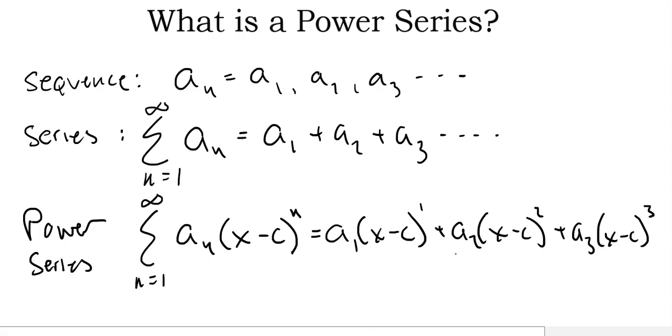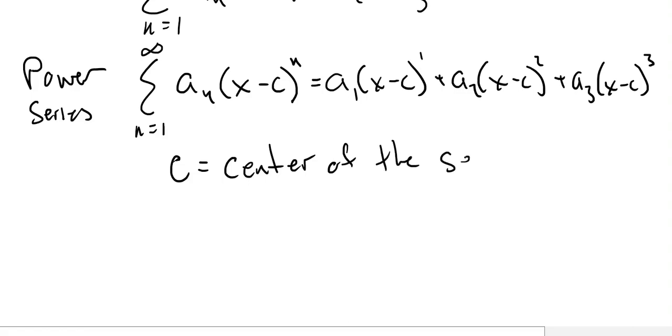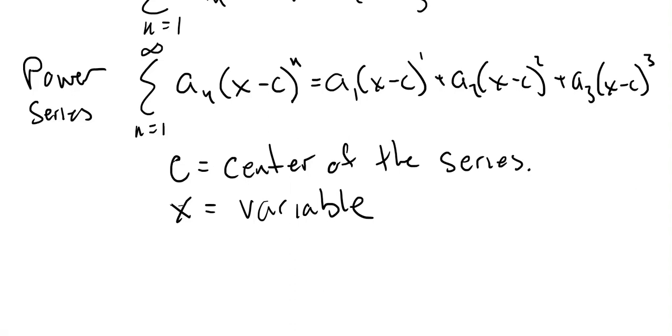Now, what is this c value that we have here? Well, c is referred to as the center of the series. C equals the center of the series. Think of the center as the anchor. This is where the series is anchored down to something. And of course, x is just a variable. X equals a variable, an unknown quantity. And so those are the new aspects of a series. This part right here is what makes it a power series.